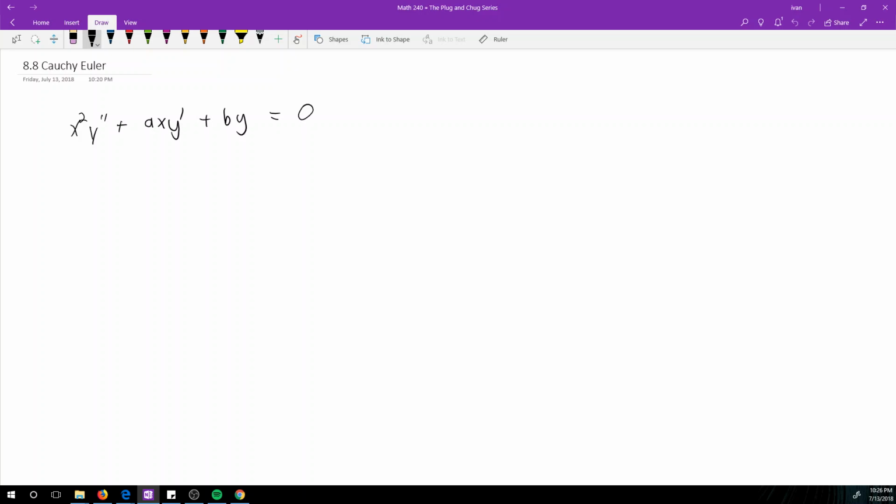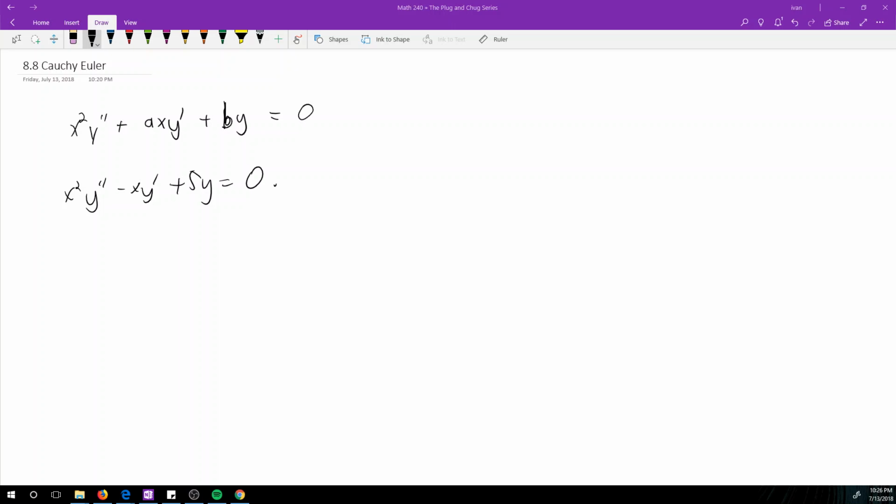So how do you solve these problems? Well, consider the following problem. If you have x squared y double prime minus xy prime plus 5y equals 0, it has the form above. So b is 5, and a looks like -1. What do I do?